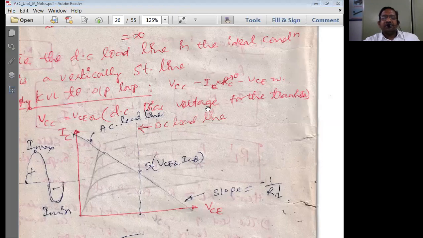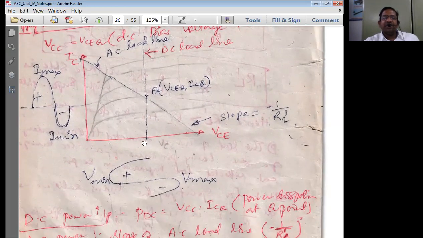So in the previous class, we discussed this. If you get the KVL of the output loop, we can write VCC minus ICRC minus VC equal to 0. Because of transformer coupling, RC is equal to 0. If RC is equal to 0, what is VCEQ? It becomes equal to VCC.